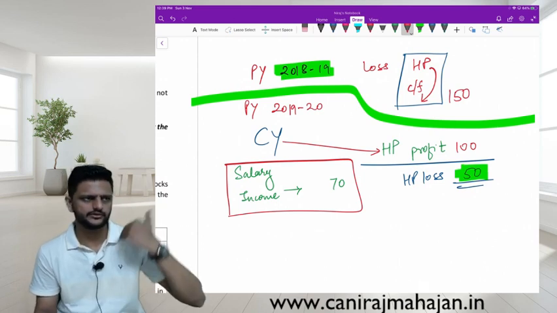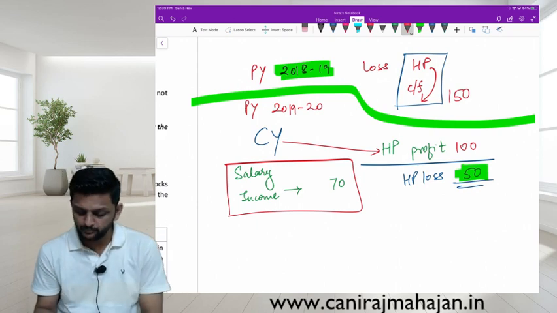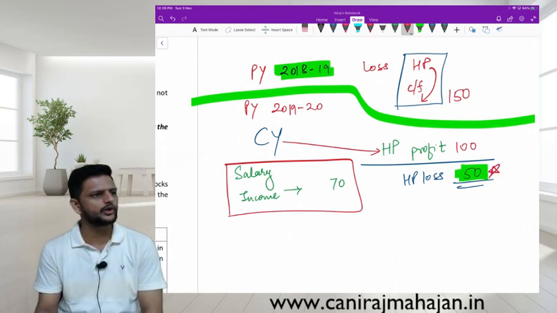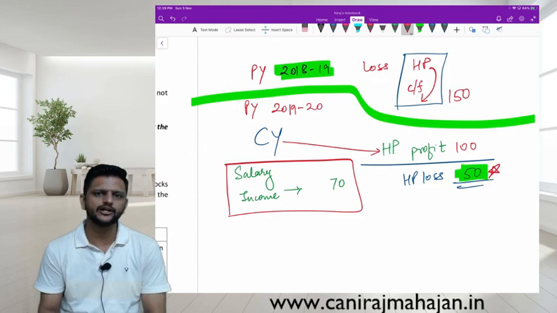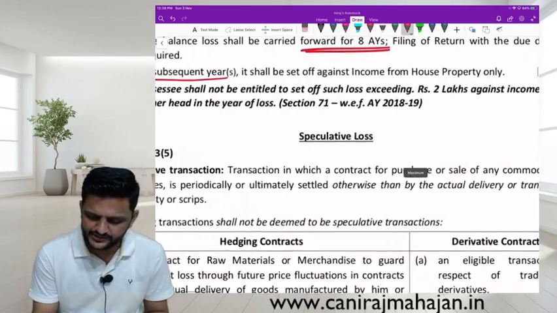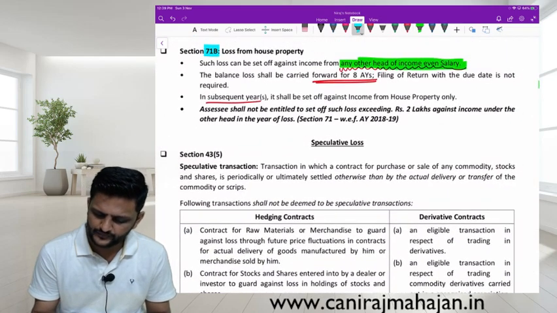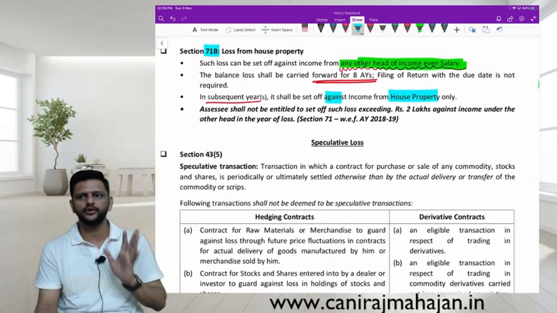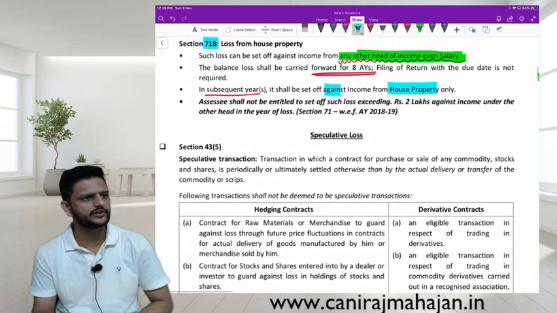You can do the earlier years, correct. But here, what is important is this HP loss now cannot be set off against salary income of 1920. In subsequent years, it shall be set off only against HP income only. It will not touch some other head of income.